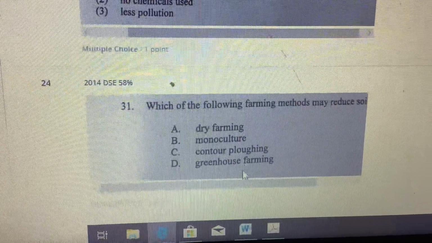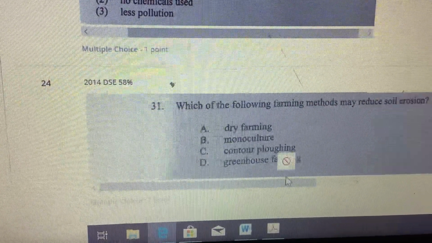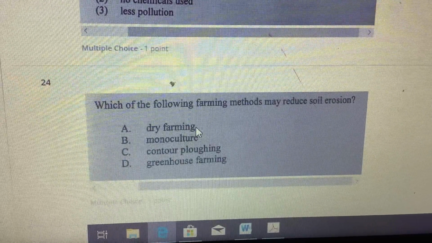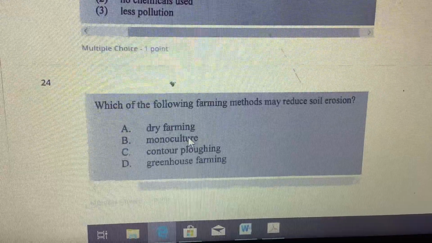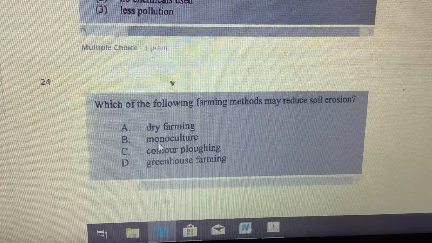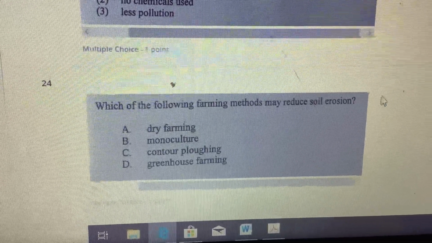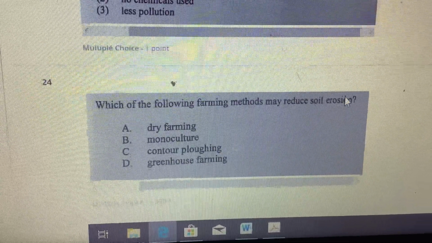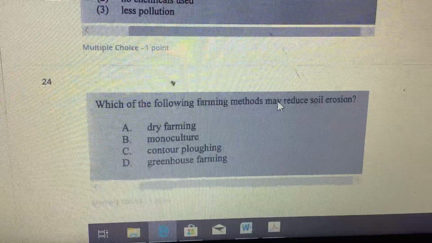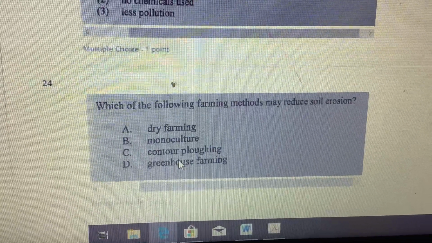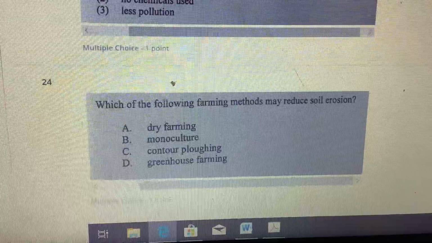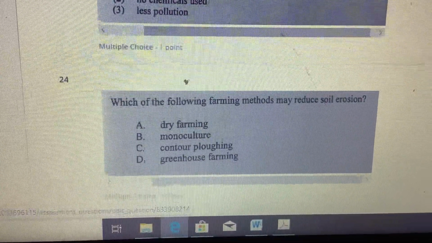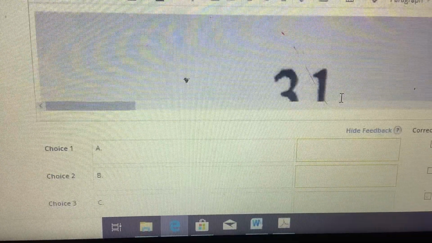And which of the following farming methods may reduce soil erosion, okay? Dry farming, not really. Monoculture, not really, okay? Monoculture is going to take away more and increase soil erosion. Dry farming as well, okay? Contour ploughing is the method that reduces soil erosion. Greenhouse farming, is it? Not really, okay? Because it's not related, to be frank. C, okay?